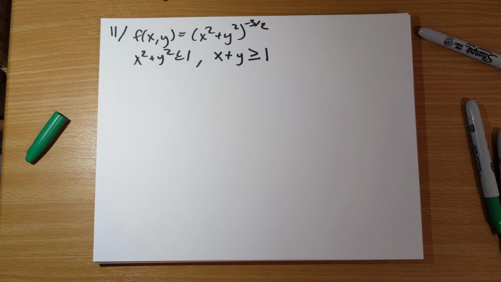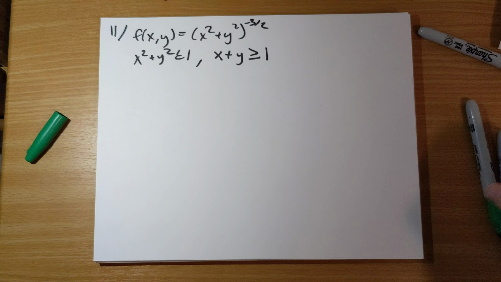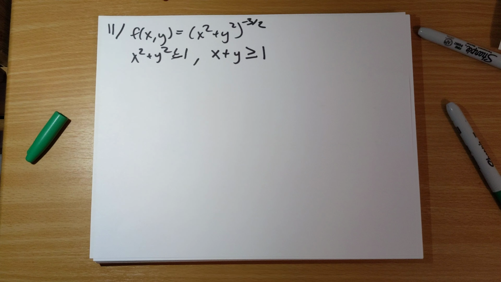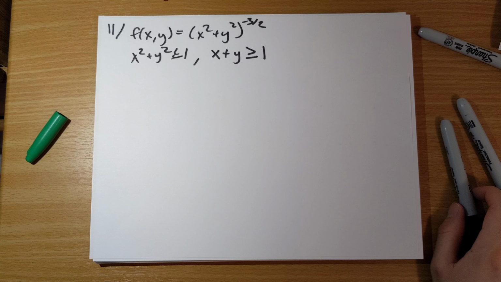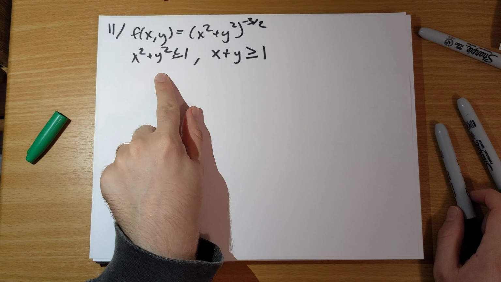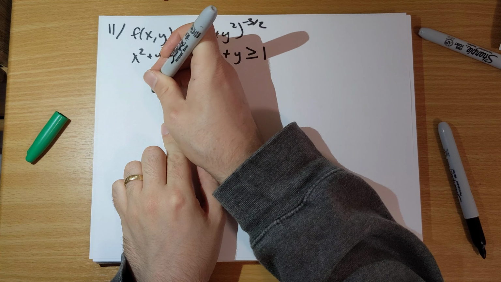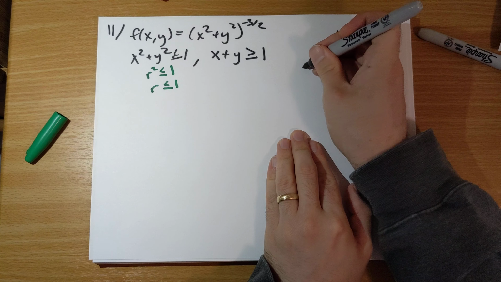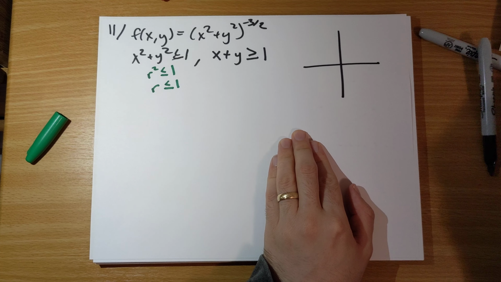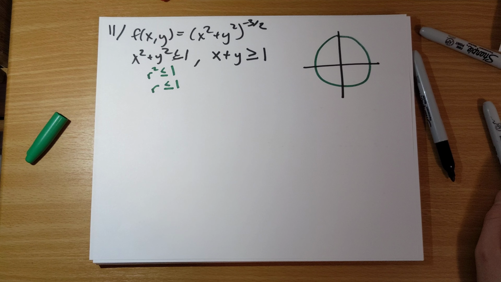Problem number 11. Integrate this function here over the region with these bounds by converting to polar coordinates. Okay, let's start thinking about the bounds for this region in polar coordinates. x squared plus y squared is less than or equal to 1. That's r squared is less than or equal to 1, or r is less than or equal to 1. We're going to have the region that is inside a circle of radius 1, centered at the origin.